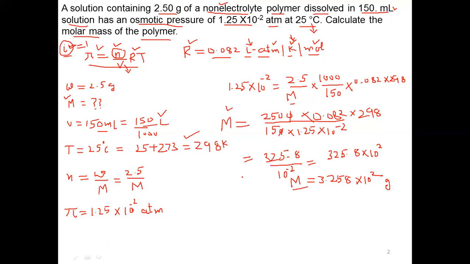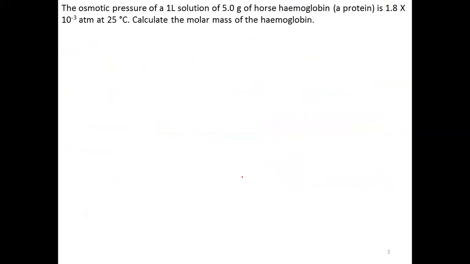It was an easy numerical. Let us come to the second numerical. So the second numerical says osmotic pressure of a 1 liter solution of 5 gram of horse hemoglobin, it is some protein, is 1.8 into 10 raised to the power minus 3 atm at 25 degrees Celsius. Calculate the molar mass of the hemoglobin. It is similar to the previous numerical. Let us see what is given. We have a formula pi is equal to n by v RT. This is the formula that we have to use.